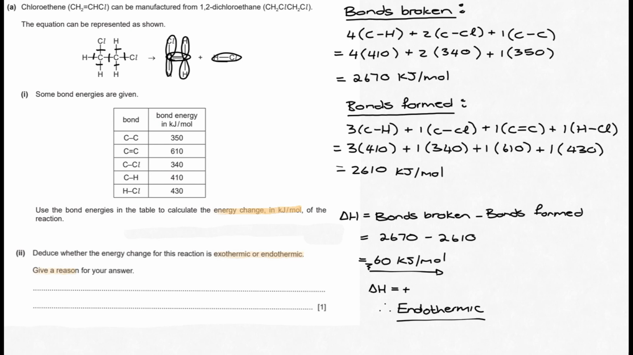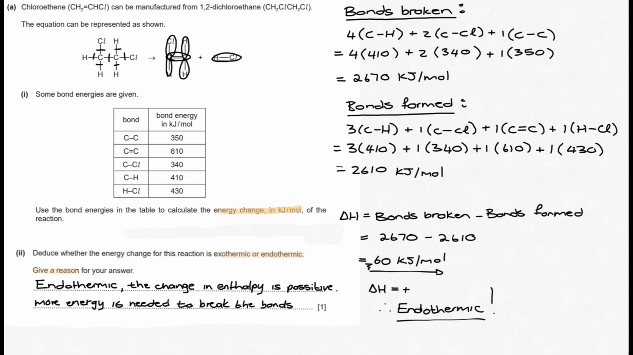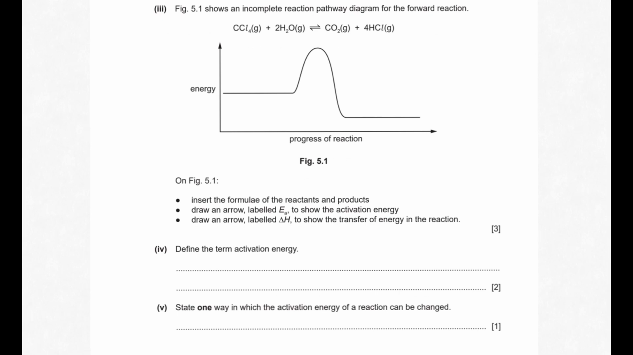Now we already know that it's endothermic, and our reason for this is that the change in enthalpy is positive for this reaction, and more energy is needed to break the bonds than is released by forming the new bonds. Next, we have a question that says that figure 5.1 shows an incomplete reaction pathway diagram for the forward reaction.